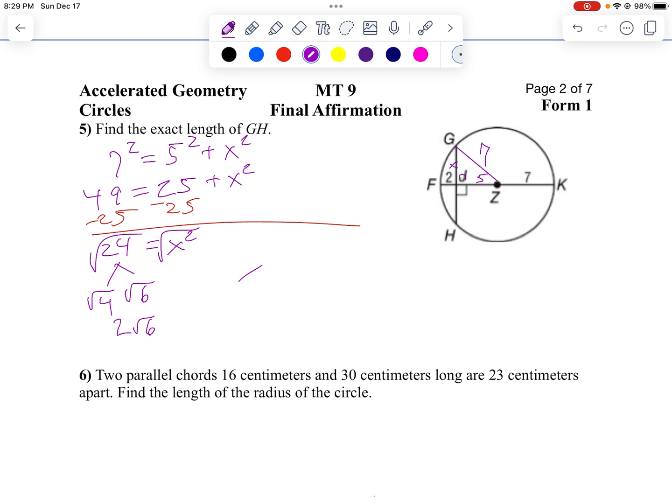Now G to H is going to be twice that. So I take 2 times 2 square roots of 6. And our answer is 4 square roots of 6.